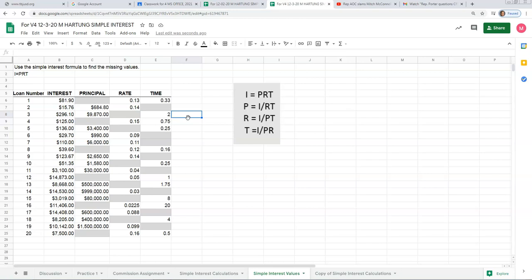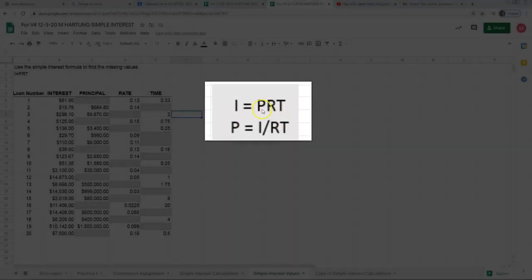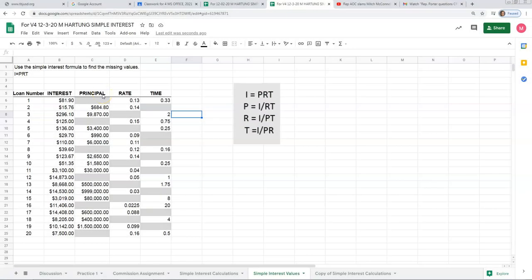So let's take a look here. We have our formula I equals PRT. Interest equals principal times rate times time. But in this lesson, we have some missing values within the formula. We know what the interest is, the I, but in this case we are missing the P, principal. So how do we solve for that?